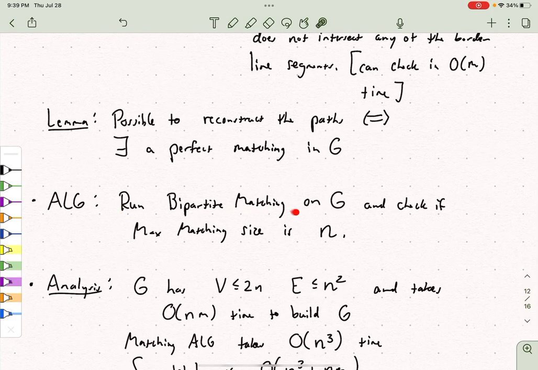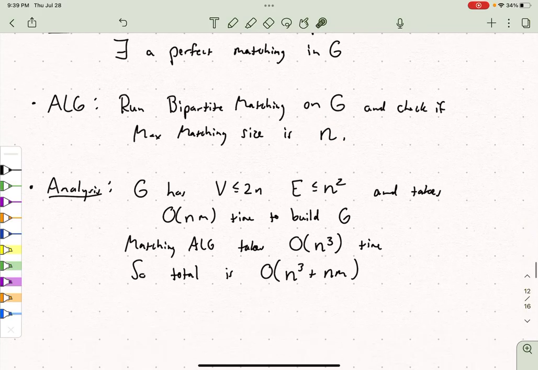Well, we'll run the bipartite matching algorithm on G. We know how to do that from a reduction to max flow. And then we just check if the resulting matching, the maximum one, has size n. If it has size n, that means every single hole has been matched to some starting point. And so we've done it successfully.